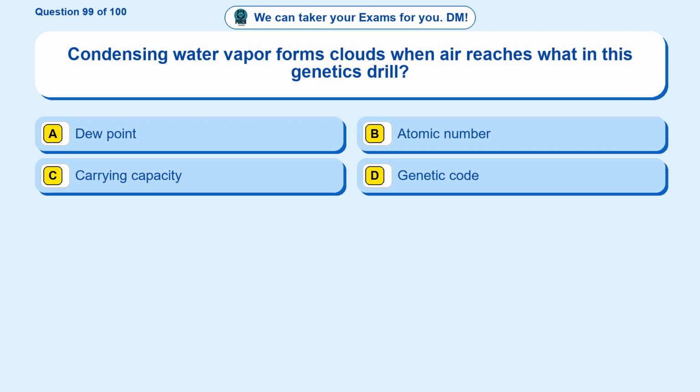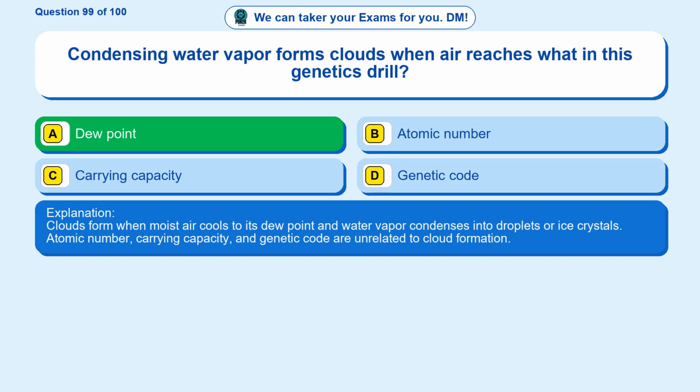Question 99. Condensing water vapor forms clouds when air reaches what in this genetics drill? Option A, dew point. Option B, atomic number. Option C, carrying capacity. Option D, genetic code. The correct answer is option A. Dew point. Clouds form when moist air cools to its dew point and water vapor condenses into droplets or ice crystals. Atomic number, carrying capacity, and genetic code are unrelated to cloud formation.